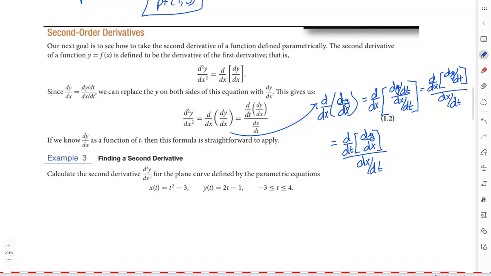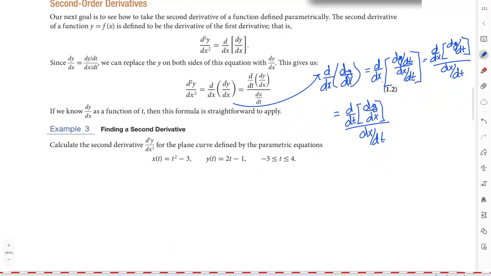So what that means is I'm going to take my first derivative, and I'm going to take that derivative with respect to t, and I'm going to divide that by whatever the derivative of x was with respect to t. Notice this is a first derivative of x, not a second derivative. So you have to be very careful with taking that derivative. So we want to find, in example 3, the second derivative for the curve x of t equals t squared minus 3, y of t equals 2t minus 1. So we're going to find x prime, which is 2t, and then y prime, which is 2.